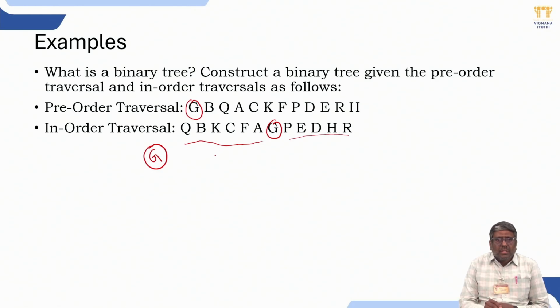Then first of all, we have to construct the left subtree. Now in that left subtree, the immediate left child of this G is B, because B is located in the in-order traversal at the left side of G. So the immediate left child of this G is B. Now B is completed. Now for B, again locate that B in the in-order traversal. B has only one left child, which is nothing but Q.